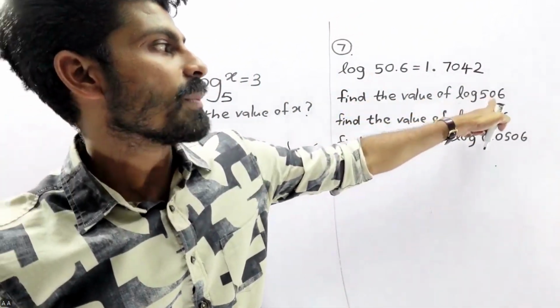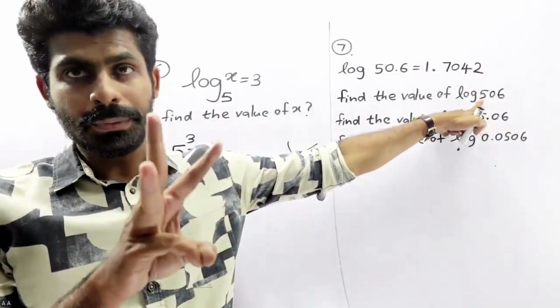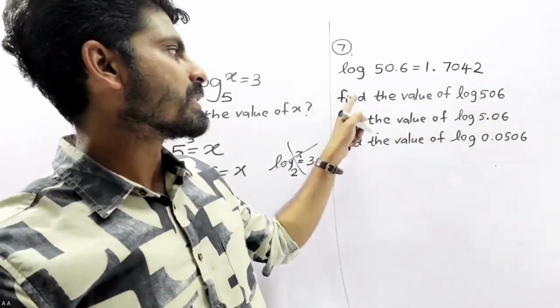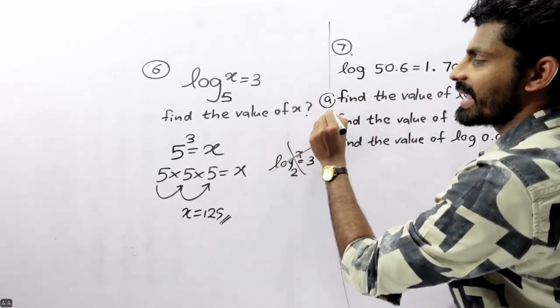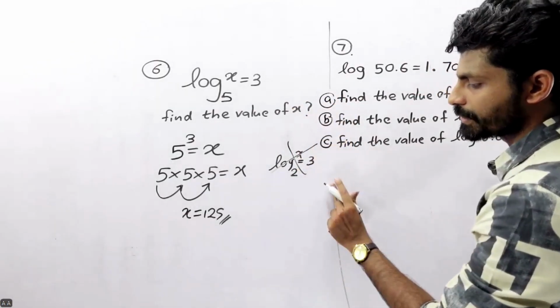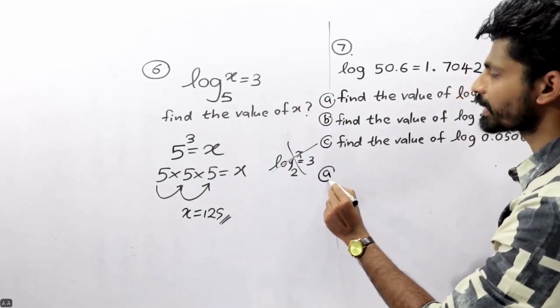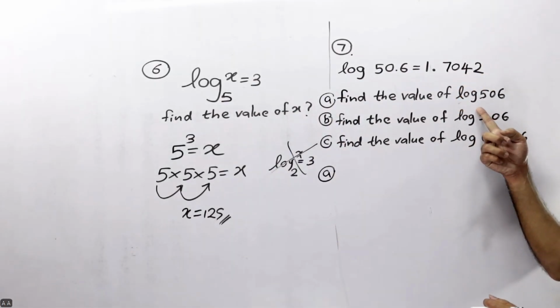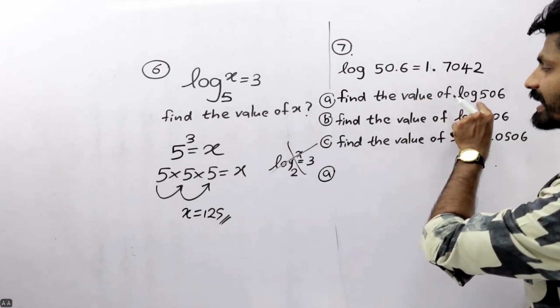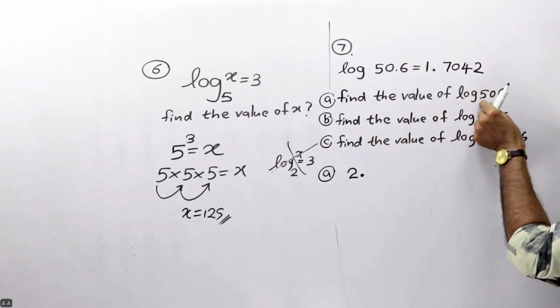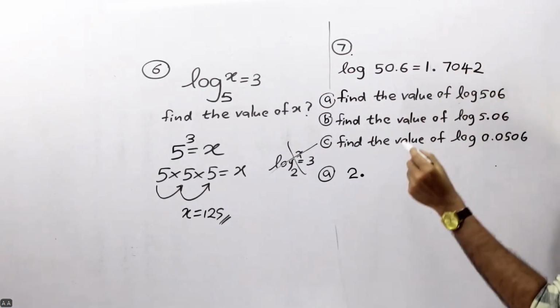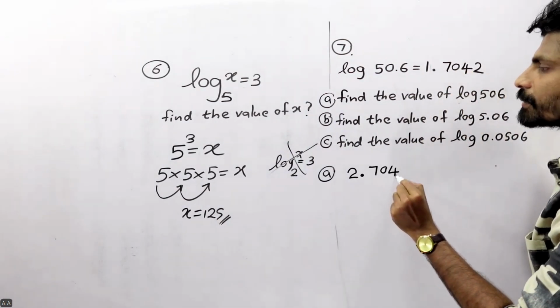So how many digits are there? 3 digits. 3 digits means, what is the answer for the first question? Log 506 means 3 digits, so the answer is 2.7042.